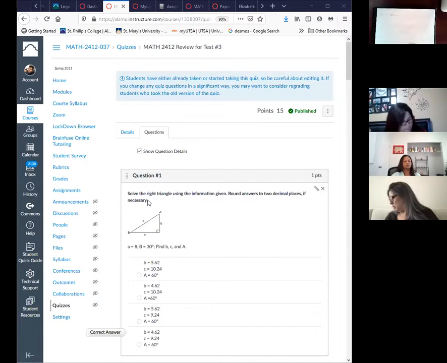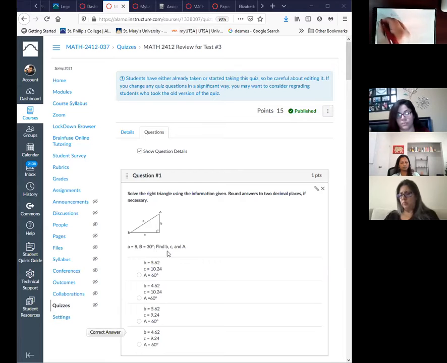As you can see, it says solve the right triangle using the information given. You give me a picture, a, b, and that's it. So I need to find b, c, and capital A. Since it's a right triangle, I am able to use the Pythagorean theorem to find a missing side. So I don't have to do a lot of signs, right? So number one, when you write down everything, solve the right triangle.